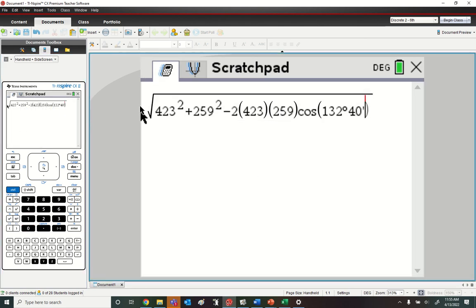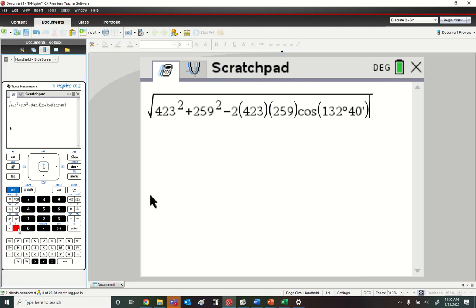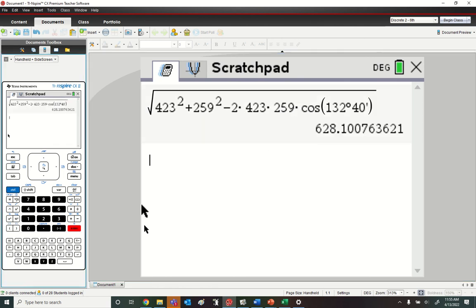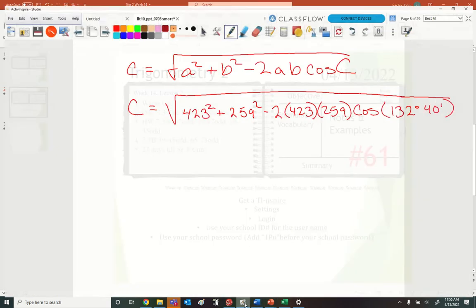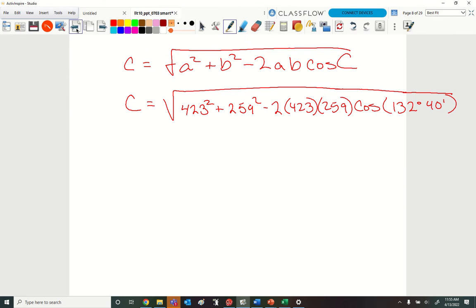There we go. And if you notice, everything here is inside this giant parentheses. So when I hit enter, I'm going to get an answer. So little a is going to be 628.10. Let's go right here. Little c is going to be about 628.10.